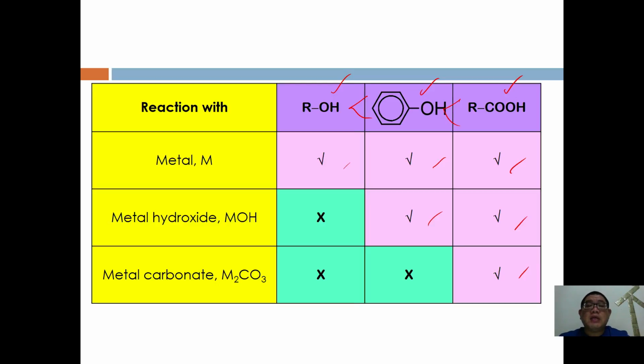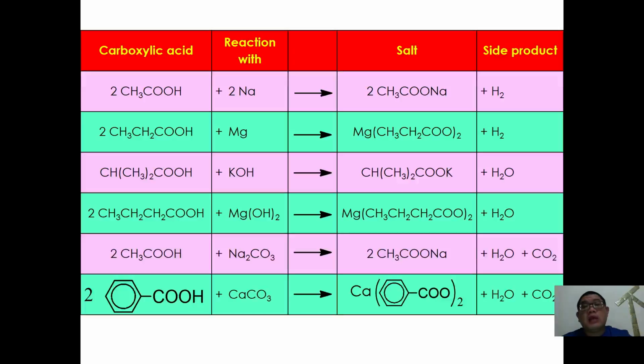So most of the time, to compare the acidity between carboxylic acid and other substances, we will preferably use metal carbonate as the method. These are a few examples of the equations for the reactions.